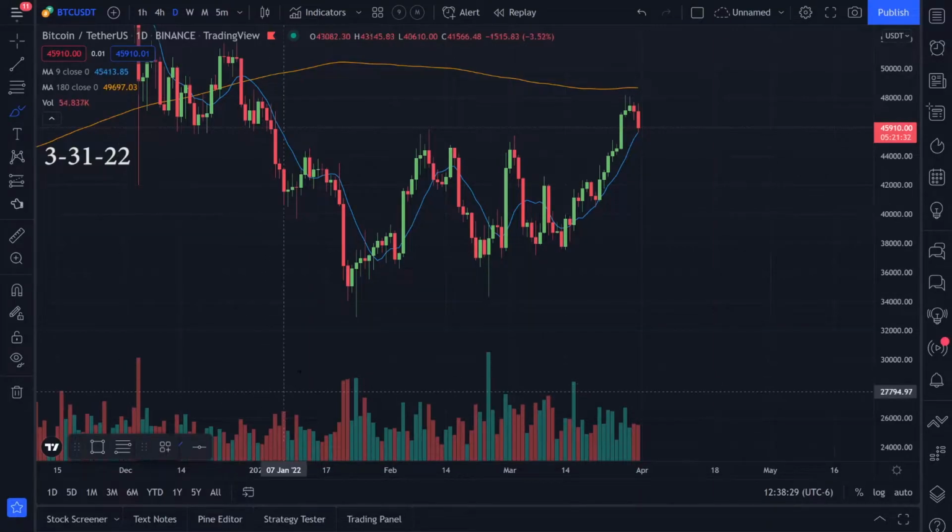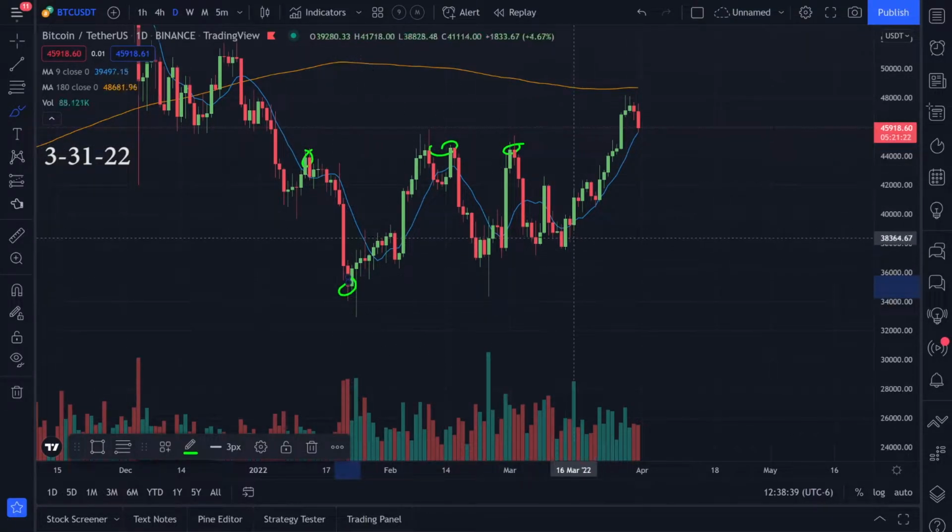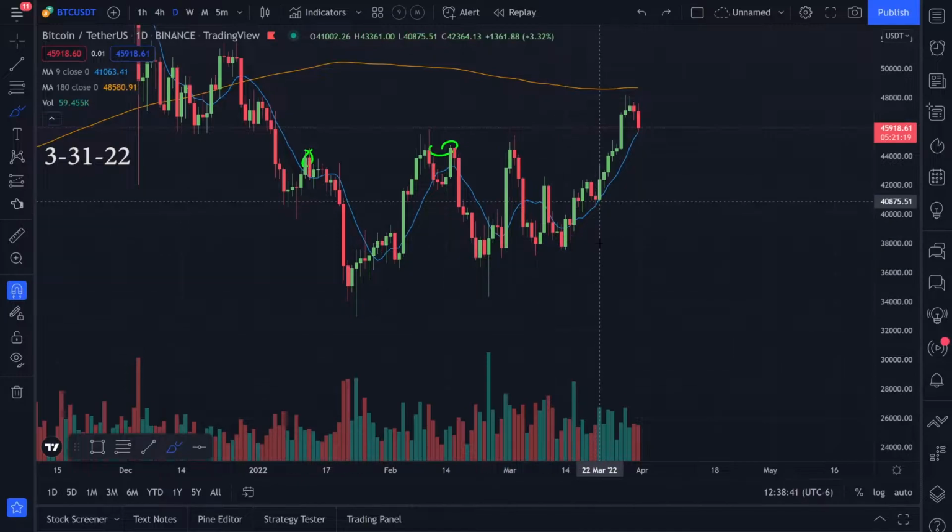Let's take a look at the chart action for Bitcoin. I cleared out my chart and we're going to go through this from scratch. So we have resistance, resistance, resistance, support, support. Let's go ahead and set up some trend lines.